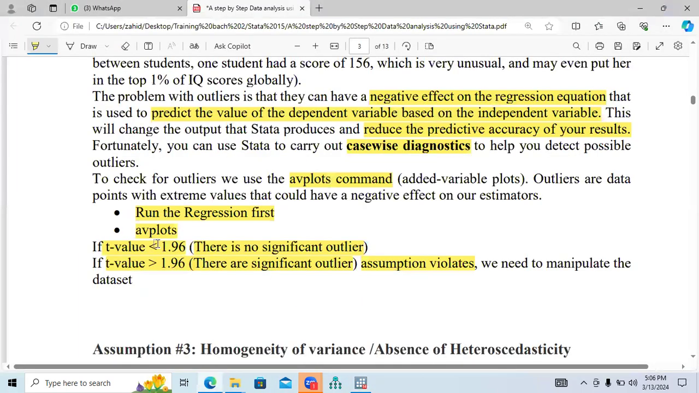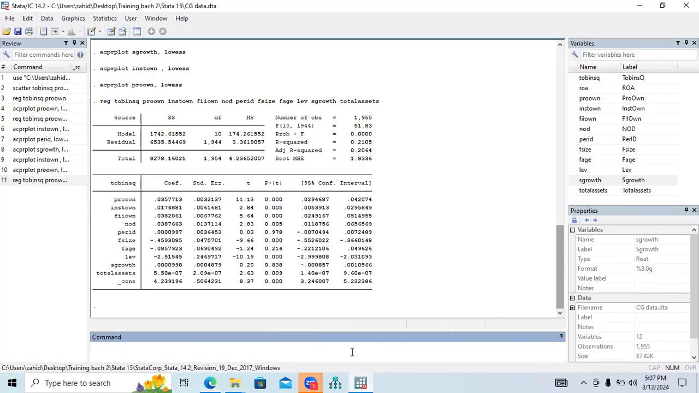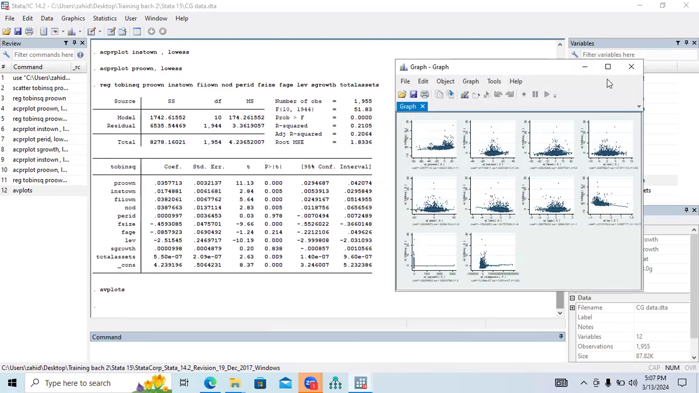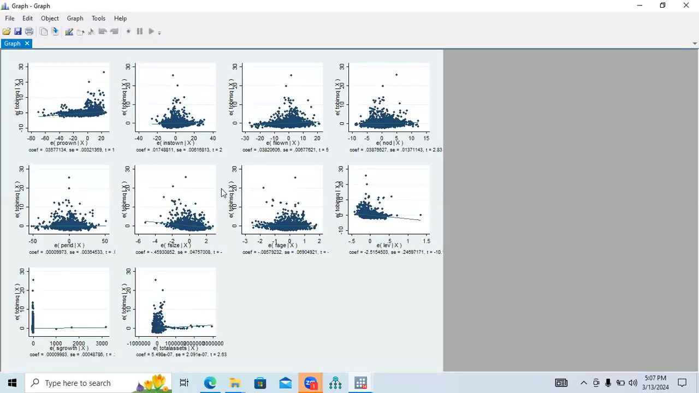The second thing we need to do is AV plots. Just press enter. You don't need to put any variable name here. If you put a particular variable name here, it will display the AV plots of that particular variable. But if you do not put any variable name here, it will generate the AV plots for all the variables. So you can see here.